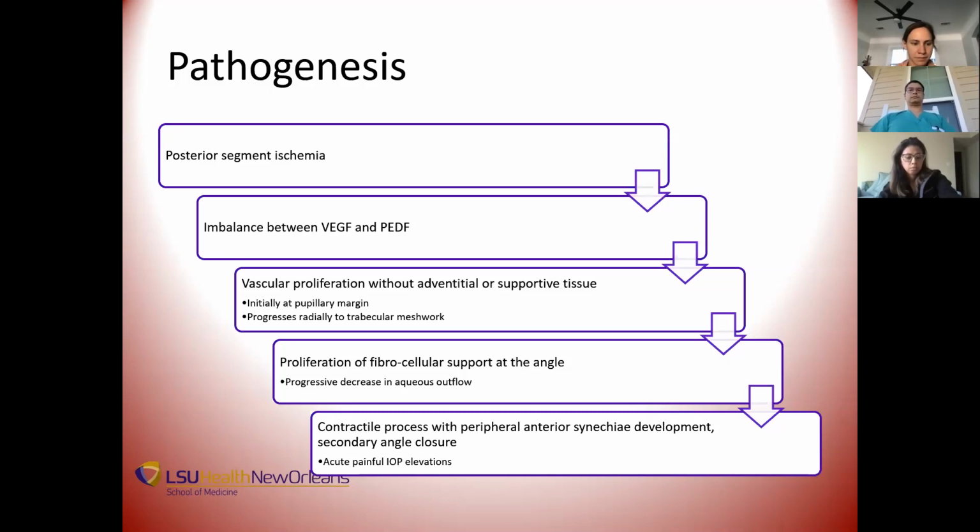Sometimes you can have NVA without NVI. Then you get a proliferation of a fibrovascular membrane at the angle, which reduces aqueous outflow in the eye. A contractile process then also occurs, resulting in PAS, secondary angle closure, and you can end up with acute painful pressures.